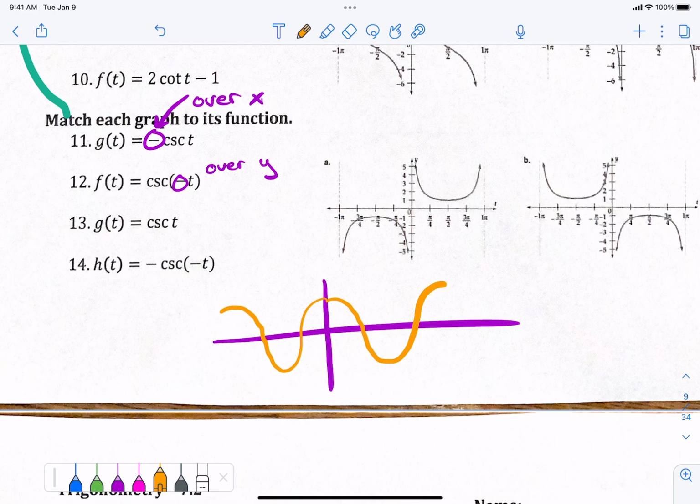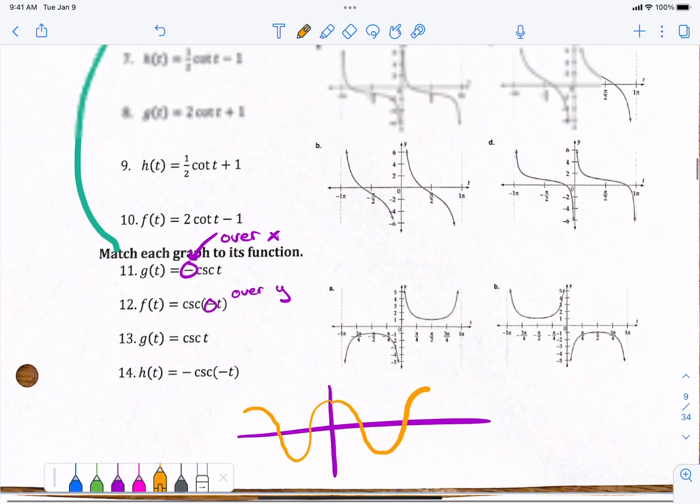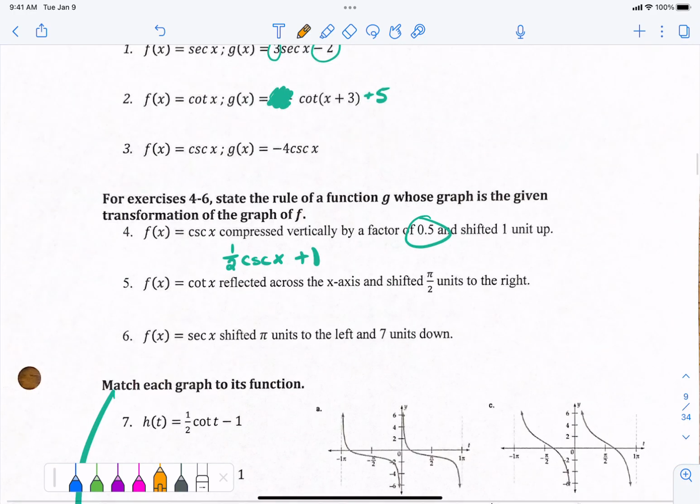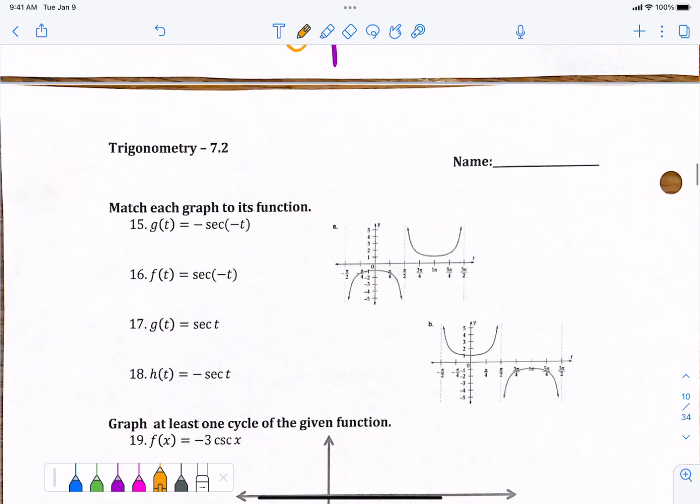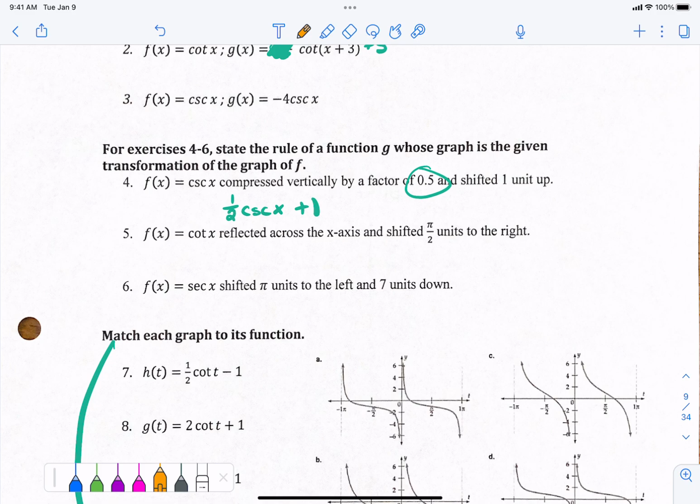Now, apply that knowledge to secant and cosecant and that type of thing. Okay? So, see if you can come up with what he looks like if you reflect him over x, over y, that type of thing. Okay? All right? So, do the matching. Try to do some of the graphing ones. And there you go. Okay?